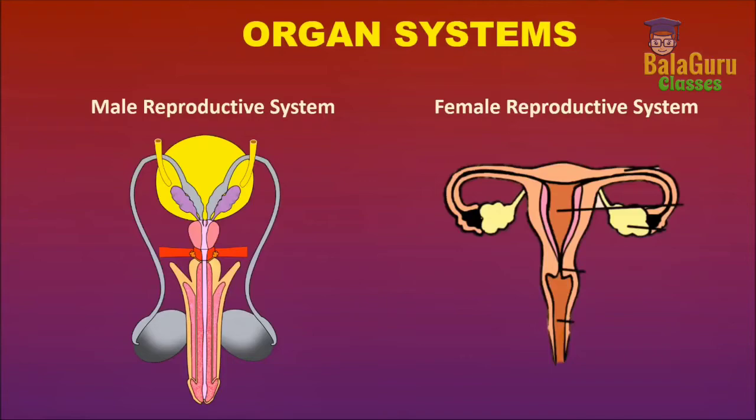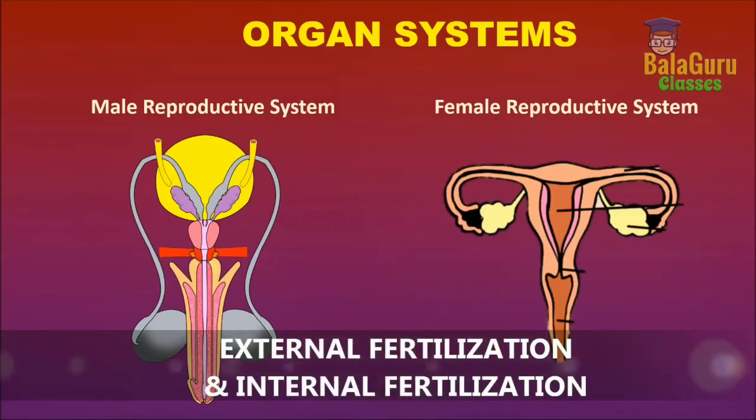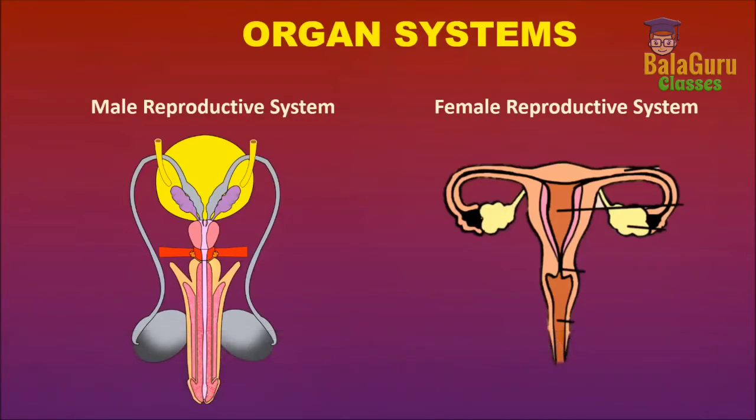On the basis of the location of fertilization, the organisms are again divided into two types, external fertilization and internal fertilization. If the fertilization occurs inside the body, it is known as internal fertilization, whereas if the fertilization occurs out of the body, that is known as external fertilization.